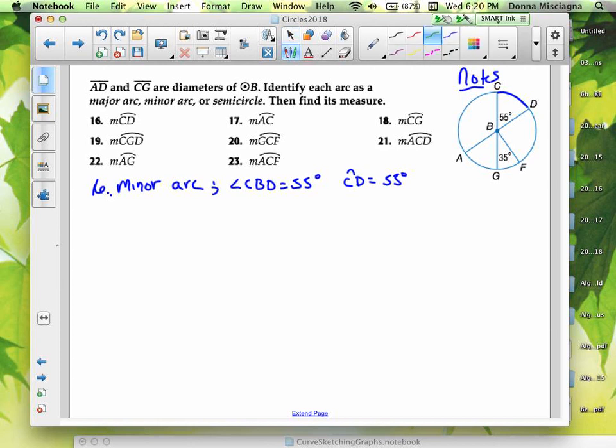Number 17. AC. Also a minor arc. And we want to find the measure. Well, notice it says right here that AD and CG are diameters. So this is a diameter going through here.